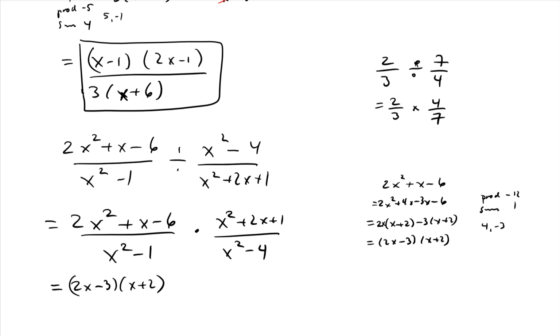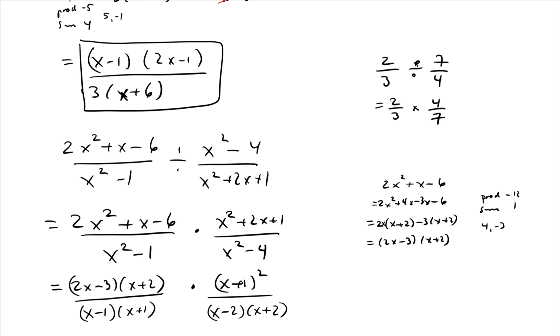X squared plus 2x plus 1. Product of 1, sum of 2, 1 and 1. Oh, it's a perfect square. Okay, this is the difference of squares. X squared minus 1, that's x minus 1 times x plus 1. X squared minus 4, that's also a difference of squares. Okay, perfect. Everything's factored. Now let's see if I can identify common factors.